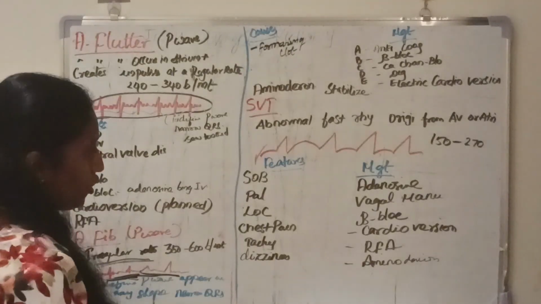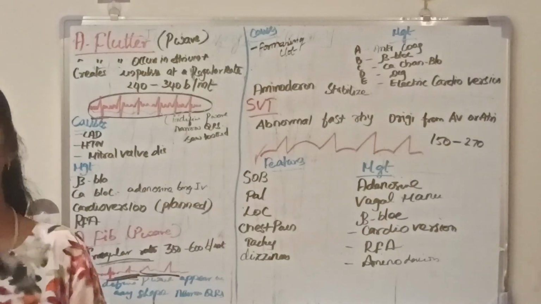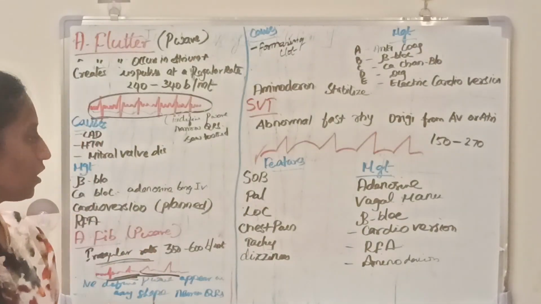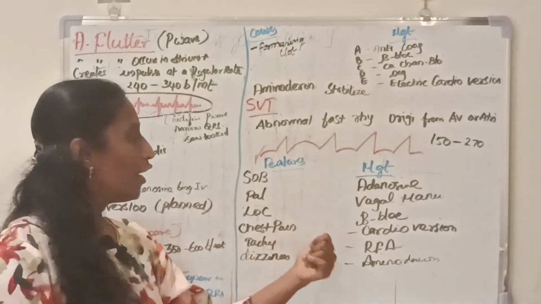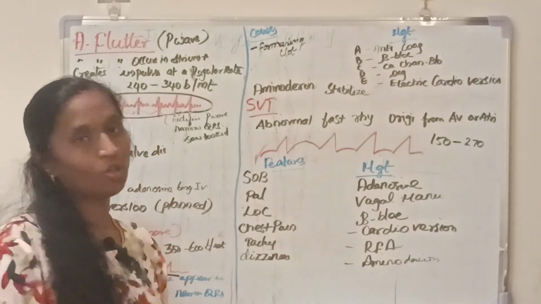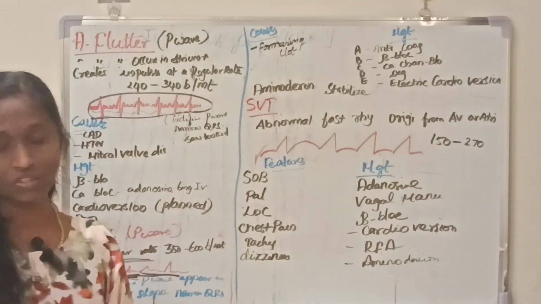When you come to the management, we have to administer adenosine. Why are we administering it? To stabilize the unstable rate and rhythm. Then vagal maneuver, beta blocker, cardioversion, radiofrequency ablations, and then amiodarone. So these are the management of SVT.